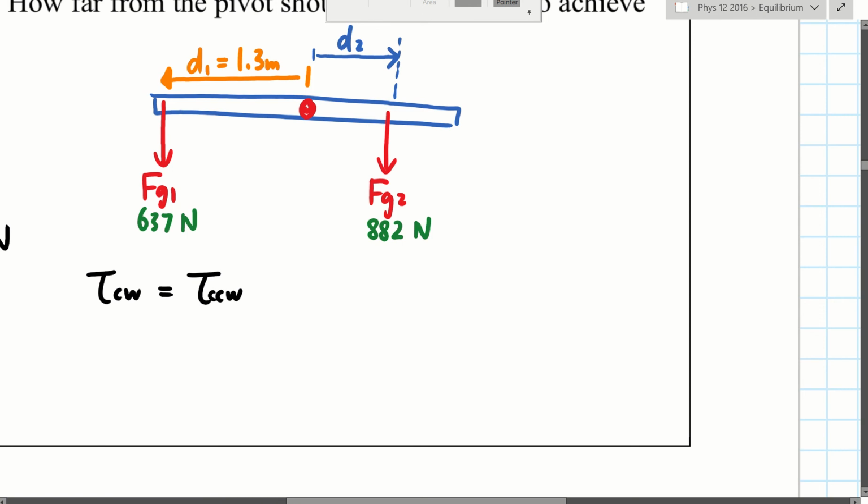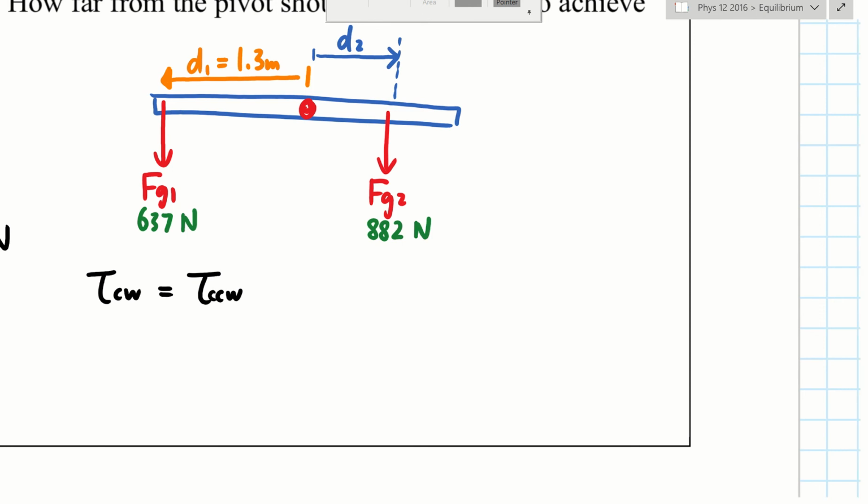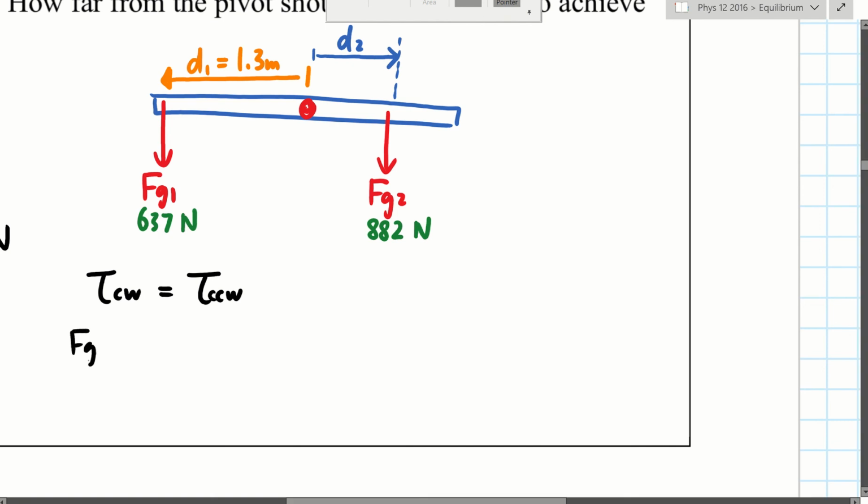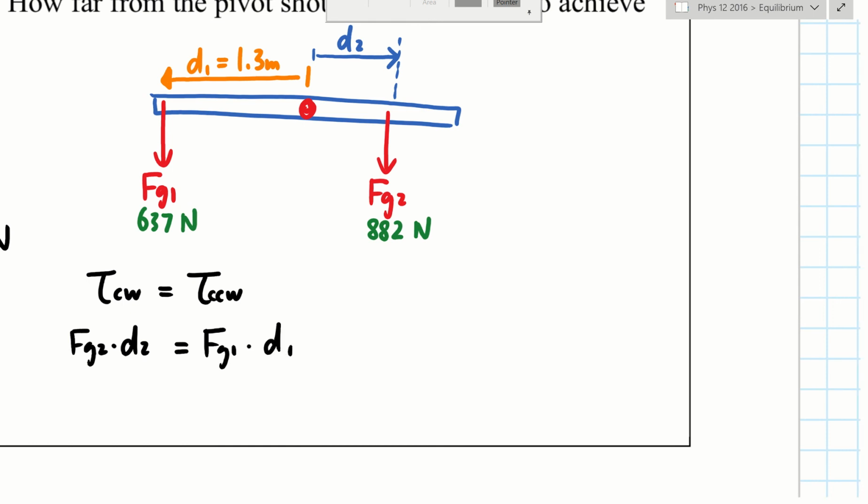Okay, which one makes your system go clockwise? Force 1 or force 2? Force 2. Yeah. If you hold your pencil in the middle, it's the force on the right hand side that makes you turn clockwise. So therefore, Fg2 multiplied by distance 2 is equal to Fg1 multiplied by distance 1. And we just substitute values, and the rest of this is very boring, right?